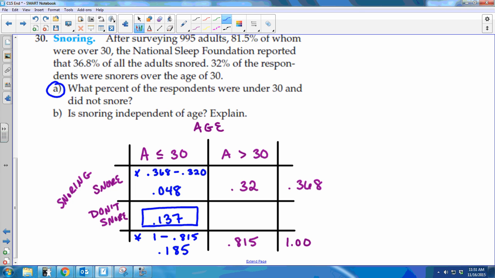Do you have to do it that way? No. Just one way to do it. All right. Questions about that? Now, part B says, is snoring independent of age? That gets a little bit tricky.